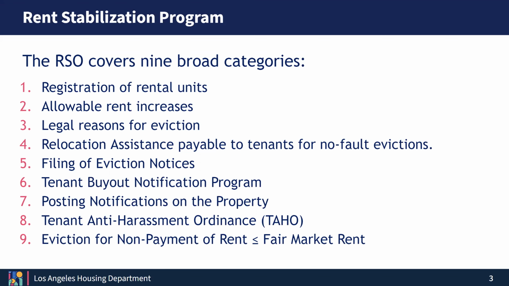Today's topic will cover the Rent Stabilization Program, and there are 9 broad categories that will be discussed today: registration of rental units, rent increases, eviction reasons, relocation assistance, filing of eviction notices, tenant buyouts, posting of notifications, the tenant anti-harassment ordinance, and lastly, we will discuss the eviction for non-payment of rent when the amount owed is less than or equal to the fair market rent for that particular unit.